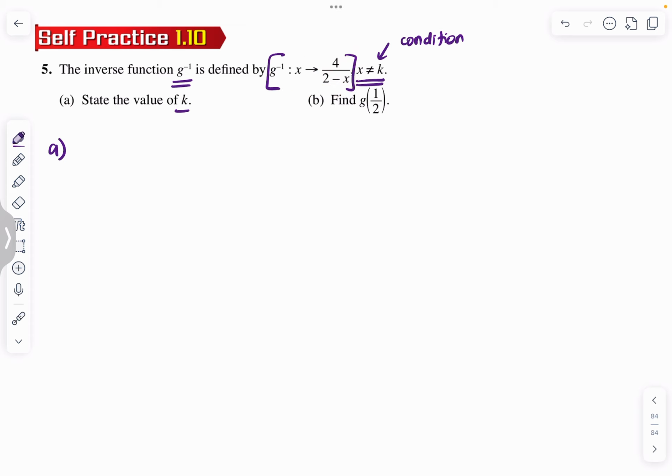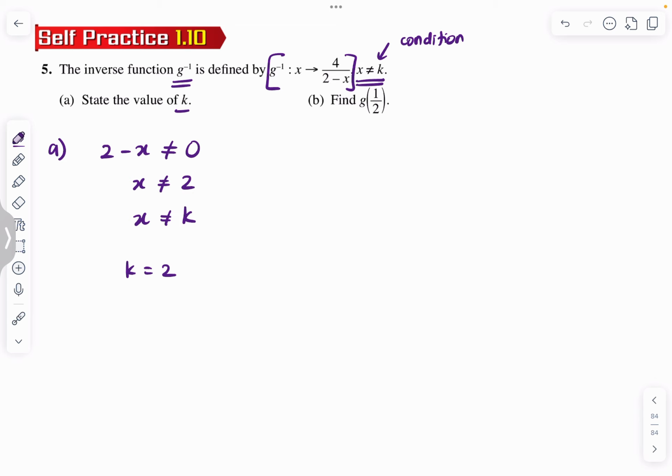So what we can say is 2 minus x cannot be 0. Making x the subject, negative x we bring there becomes positive. So x cannot be 2. So if x cannot be 2 and they say x cannot be k, that means k is 2. Okay, the k they are referring to is 2.